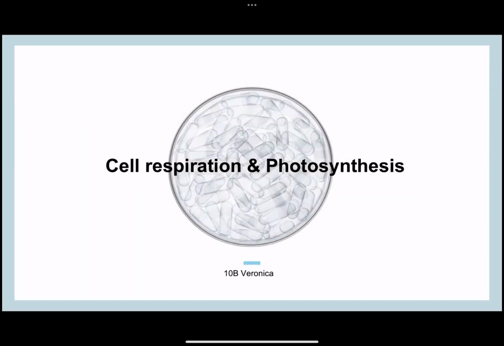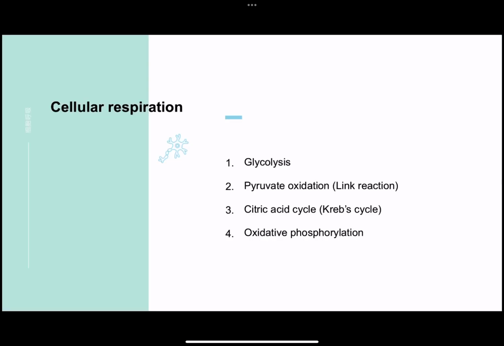Today I'm going to talk about cell respiration and photosynthesis. There are 4 stages in cellular respiration: glycolysis, pyruvate oxidation, the citric acid cycle, and oxidative phosphorylation.